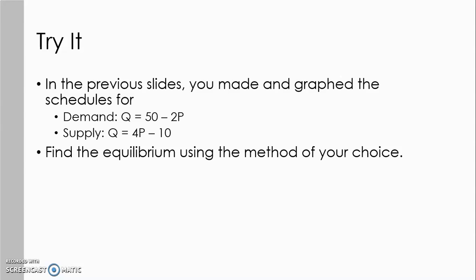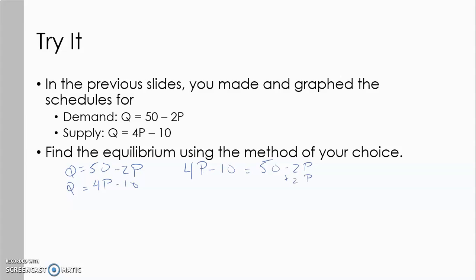So now try it. In the previous slides, you made and graphed the schedules for these two equations. Now find equilibrium using the method of your choice. I'm going to find the equilibrium by solving the equations. Quantity demanded is 50 minus 2p. Quantity supplied is 4p minus 10. So let's go ahead and set 4p minus 10 equal to 50 minus 2p.